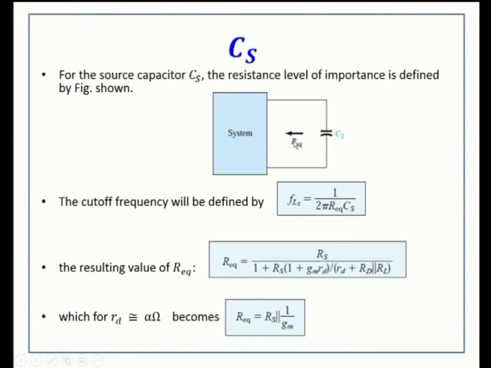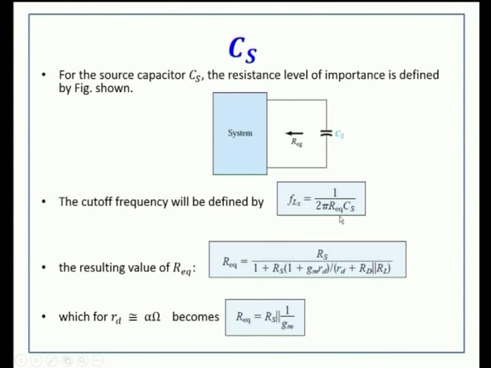From there we have to calculate the R equivalent here. It is actually R eq, which is given in the equation as R eq. And since the internal resistance is assumed to be infinite, the R equivalent is derived as the parallel combination of the source resistance and 1 by GM, and this has to be replaced in the lower cutoff frequency.